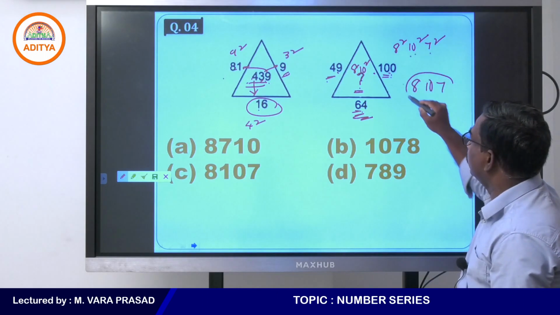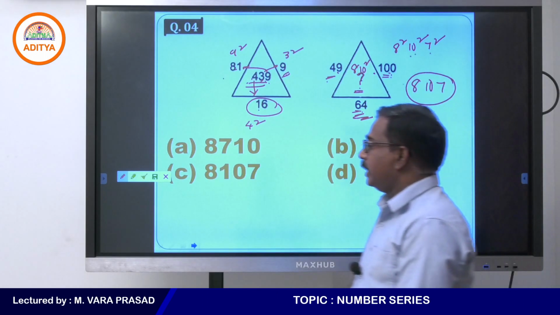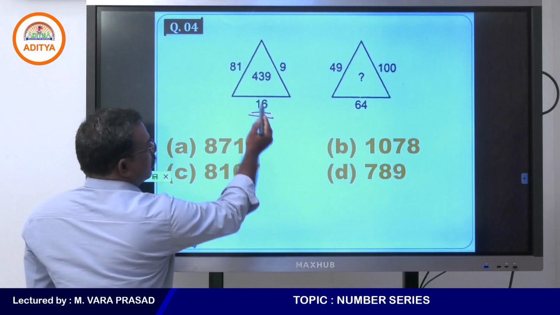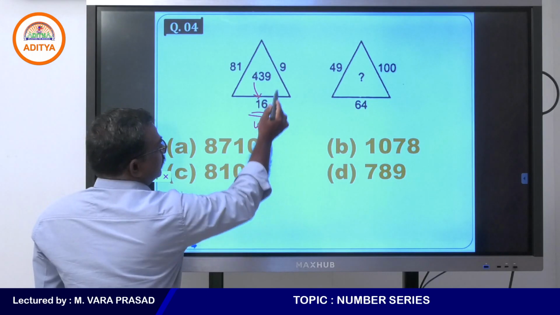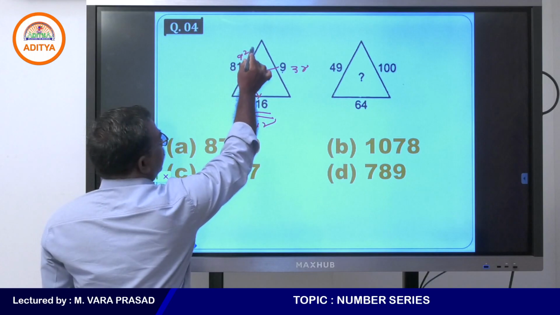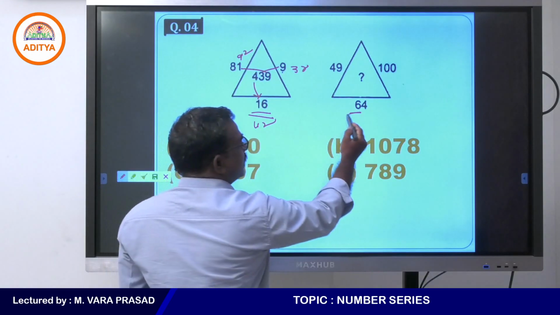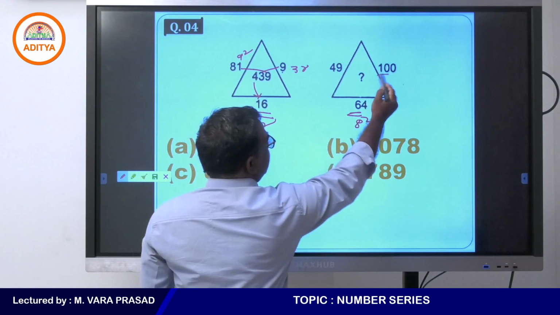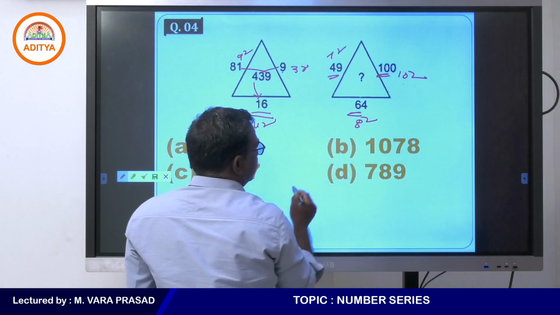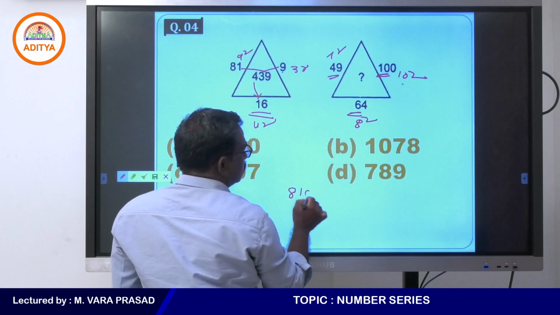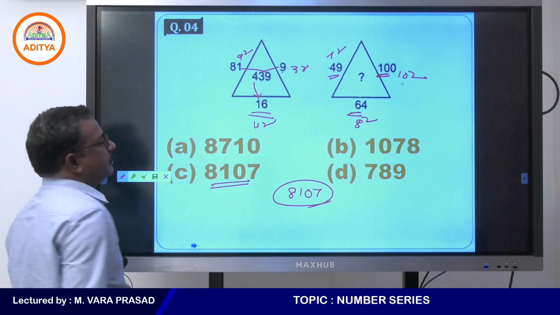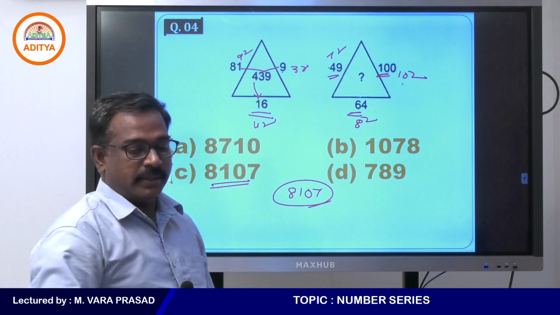8107, this one. See once again, those who didn't get that answer, see once here, this is 16, 4 square. So this is 9, 3 square, this is 81, 9 square. The same way you will get 64 means 8 square, this is 10 square, this is 7 square. So we will get 8 10 7, 8107, third option, right?